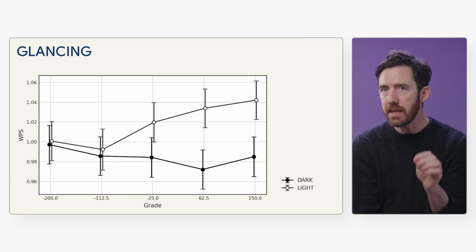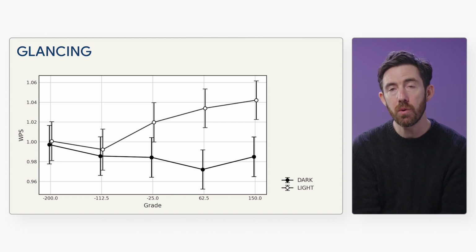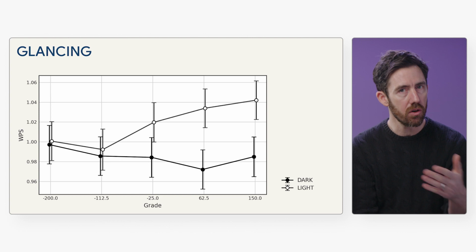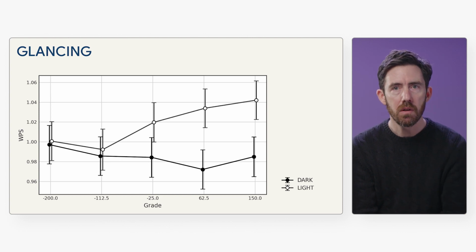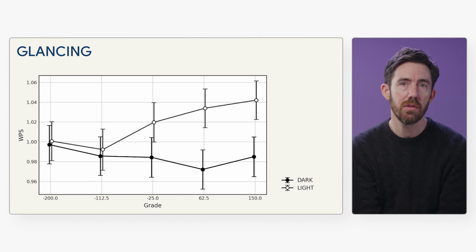So at least for glanceable reading, it looks like no changes to grade are necessary to support equivalent reading experiences across light mode and dark mode, which answers one of the primary questions we had motivating this research.